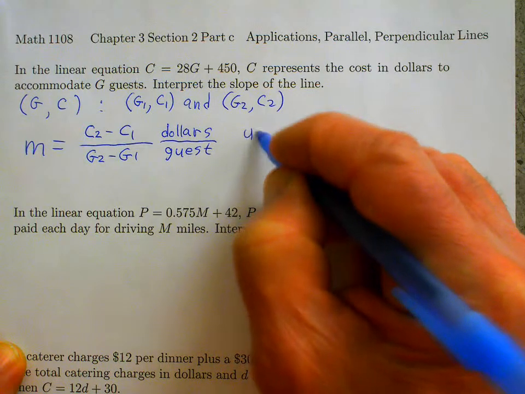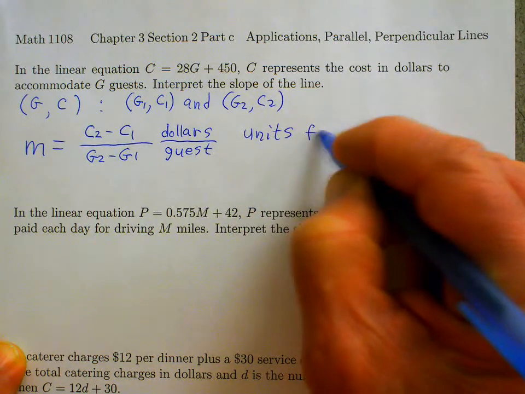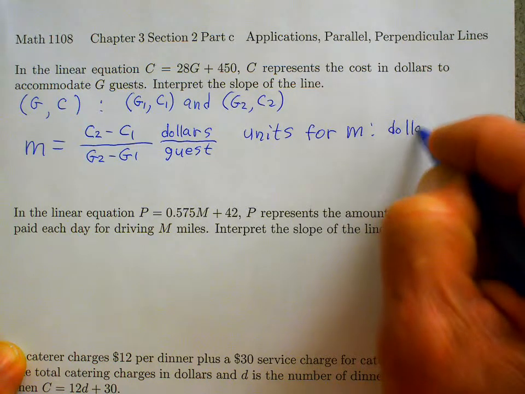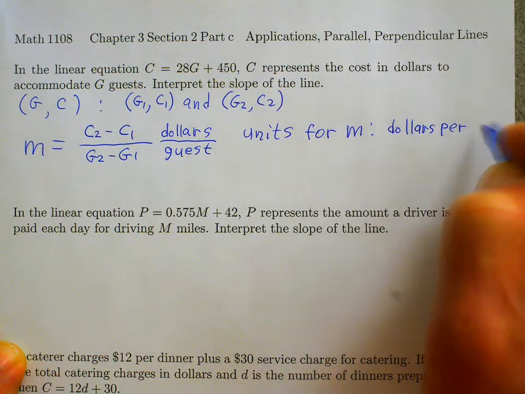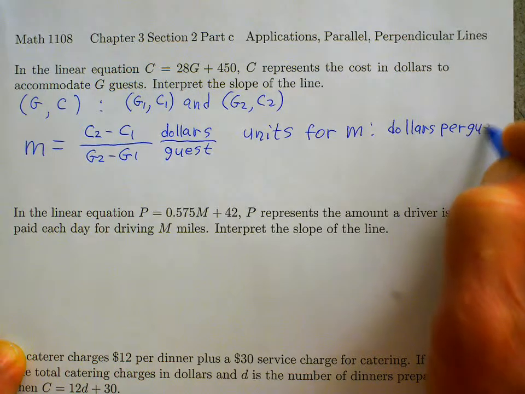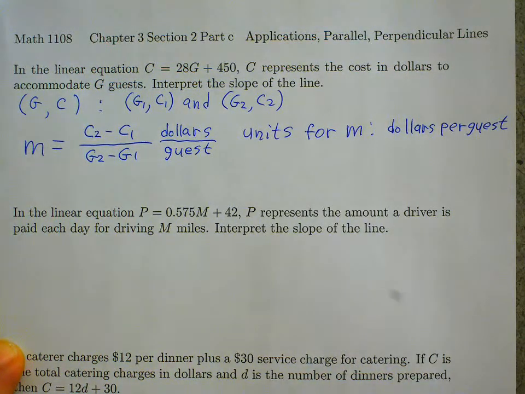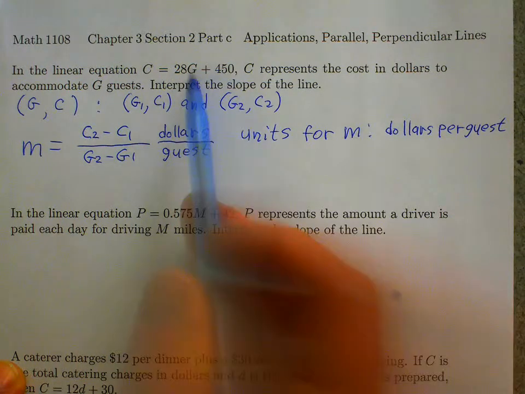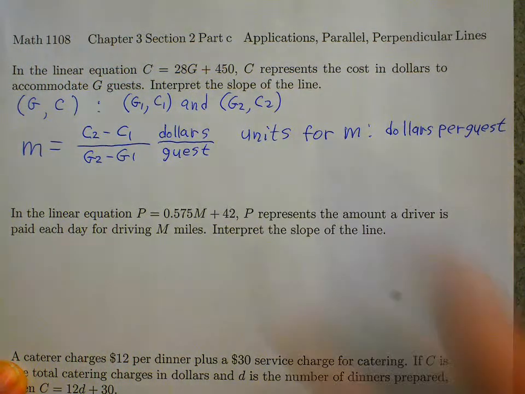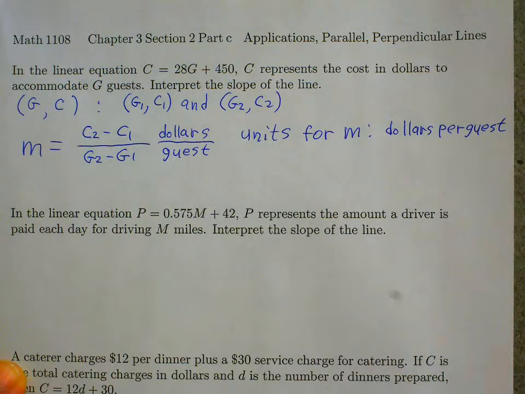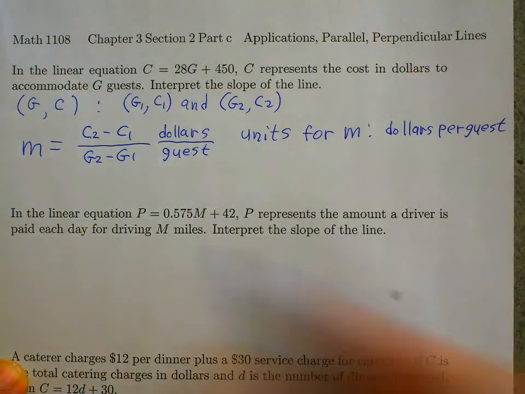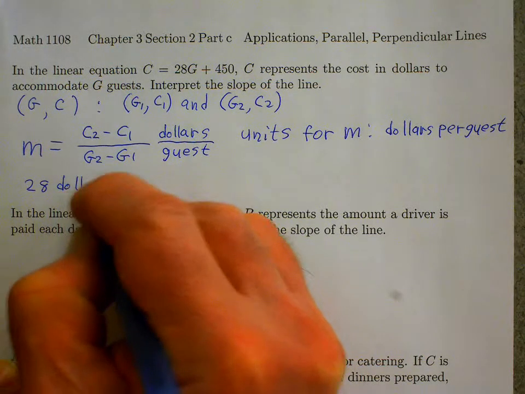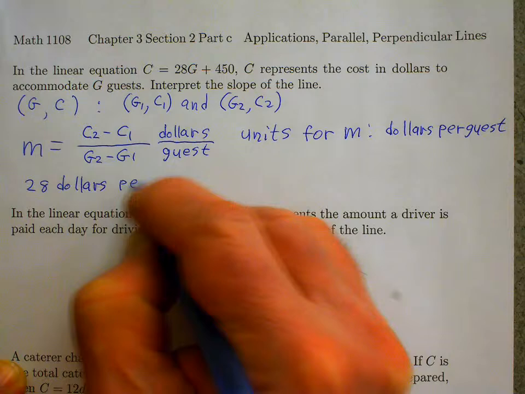So we could say that the units for the slope are dollars per guest. So the units for m, the slope, you can think of that as dollars per guest. Do you see how that works? So we know what the slope is, the slope is just 28. So $28 per guest is the slope.